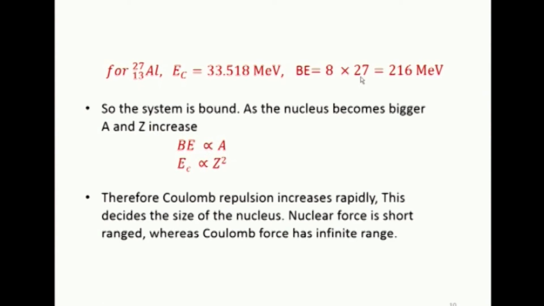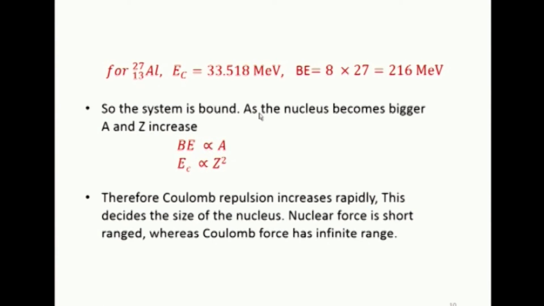Now, what is this 27? For aluminum, the mass number is 27. So, 8 into 27, 216. That is what we get, 216. So, the system is bound, as we discussed here. Why is it bound? Because this binding energy part is greater than the repulsive part. So, the system is bound.